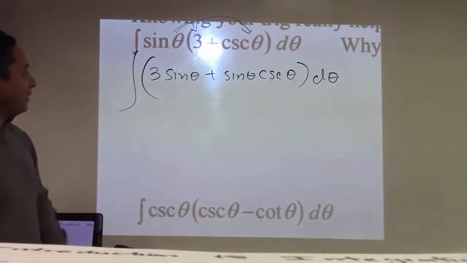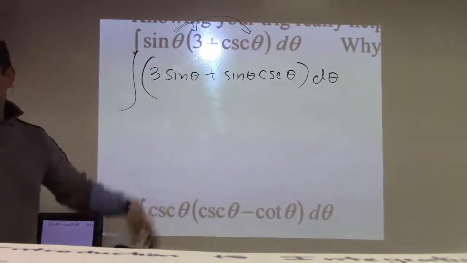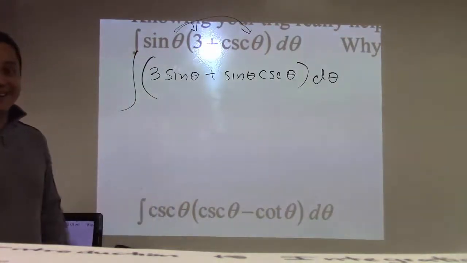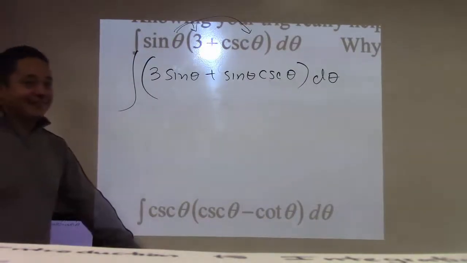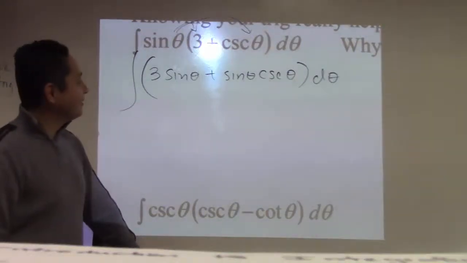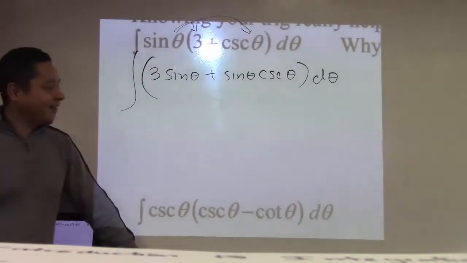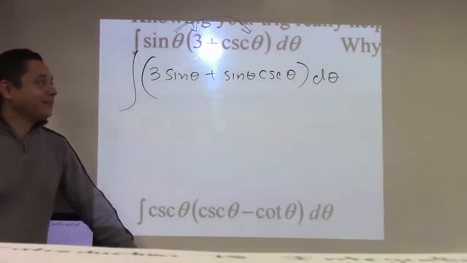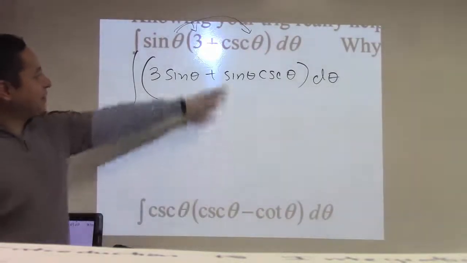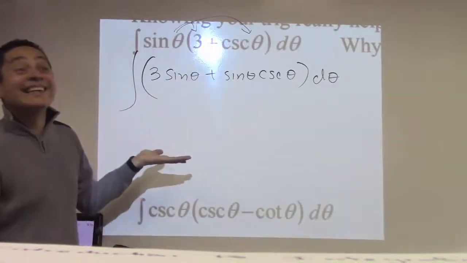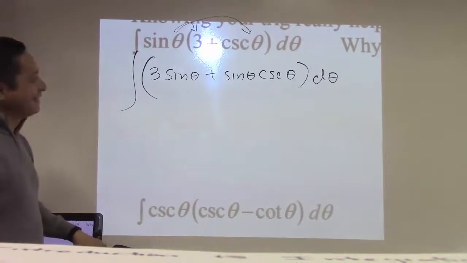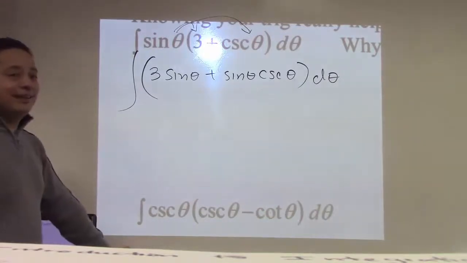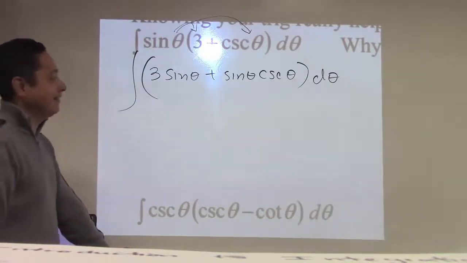Like my kids in pre-cal, they call this sin. They call it sine. Wait, what? 3 sin, yeah, sine. And then cusk. We're barely doing the trig proofs, and yeah.